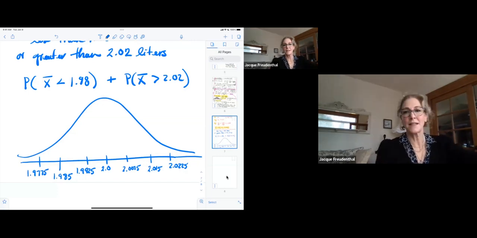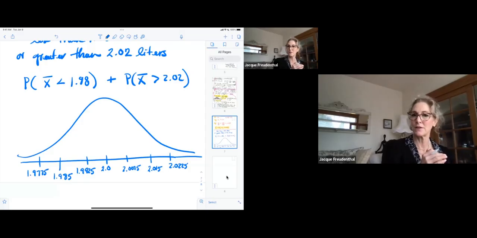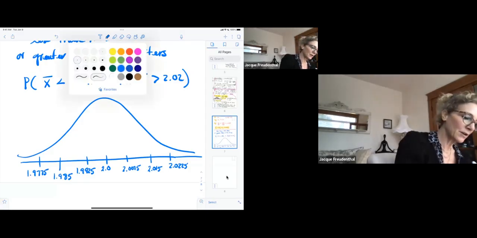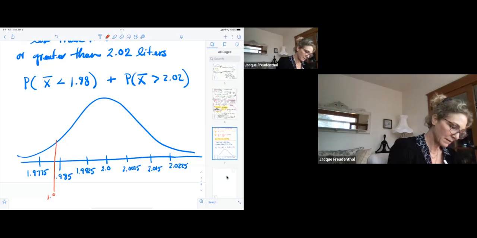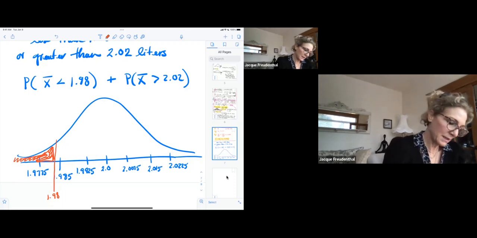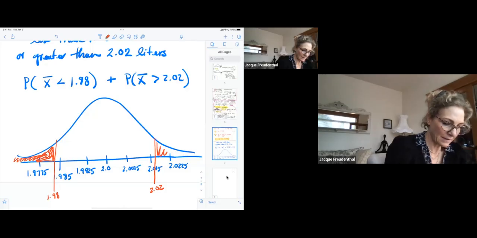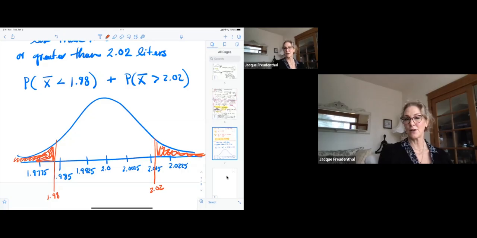I know that takes time, but especially when you're doing your homework, do this because it's the visual that connects what you're doing. All right, so now let's shade what we are trying to find. X bar less than 1.98. So 1.98 is over here somewhere, and I want less than that. So this is the area. Then 2.02 is over here, and I want greater than that. Now I can see visually what I'm trying to find on the graph.